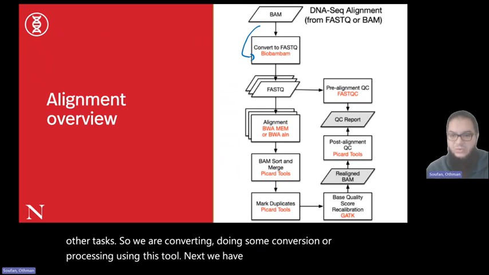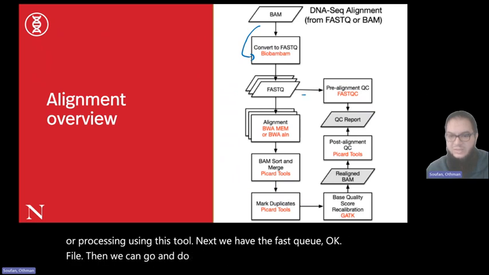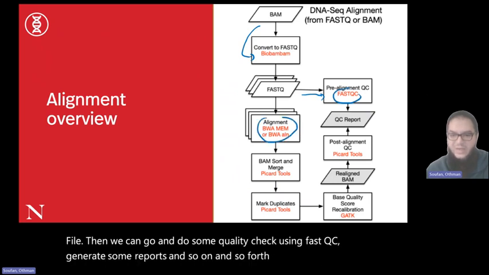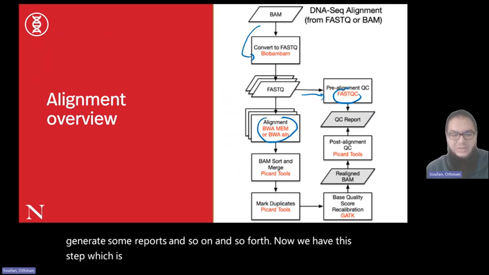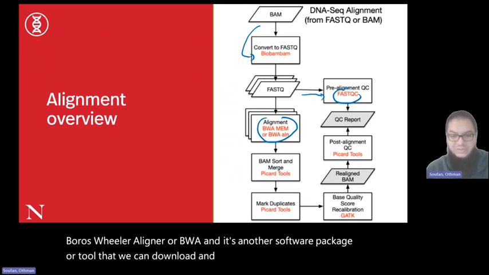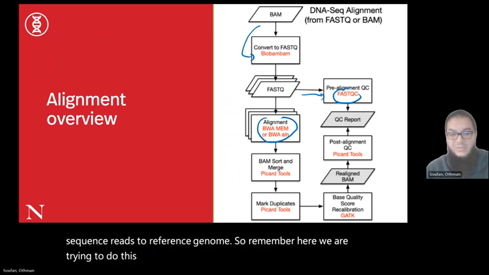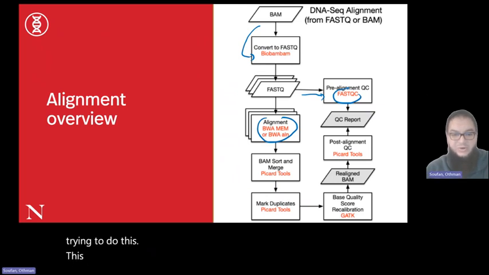Next, we have the FASTQ file. Then we can do some quality check using FastQC, generate some reports, and so on and so forth. Now we have this step which is using the Burrows-Wheeler Aligner, or BWA. It's another software package or tool that we can download onto our servers for mapping DNA sequence reads to a reference genome. So remember, here we are trying to do this process of aligning to a reference genome.